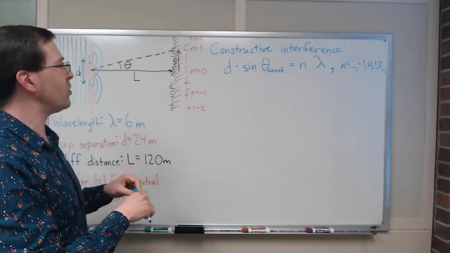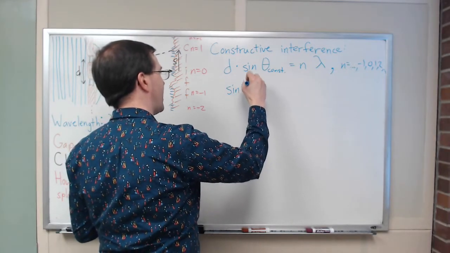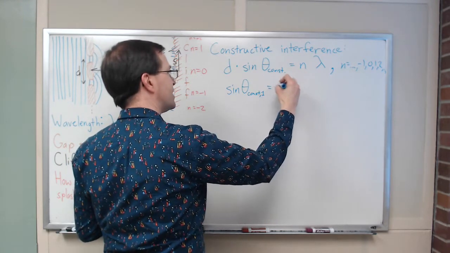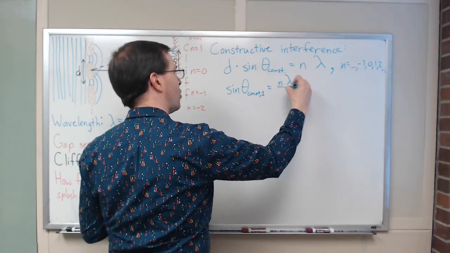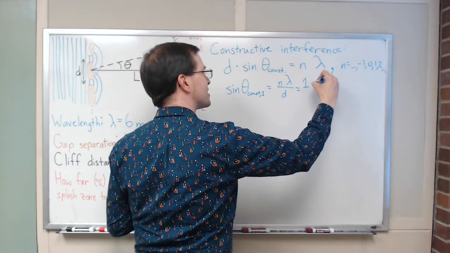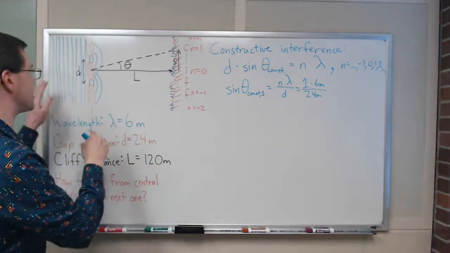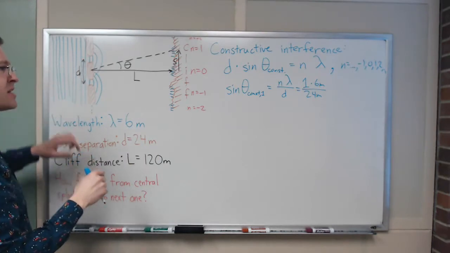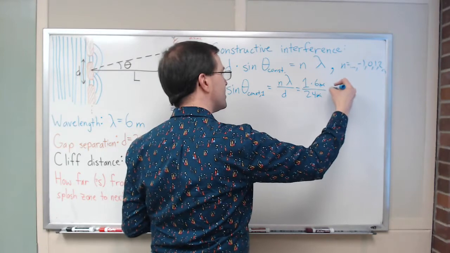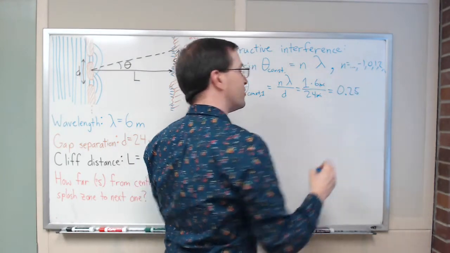But solving for that angle, what I find is that the sine of theta for constructive number 1 is equal to n lambda over d. And so that's 1 times my lambda, which is 6 meters. My d is 24 meters, according to the picture. Lambda is the wavelength, d is the distance between these. And as it must, the meters cancel out. This turns out to be 6 over 24. That's just 0.25. No units.